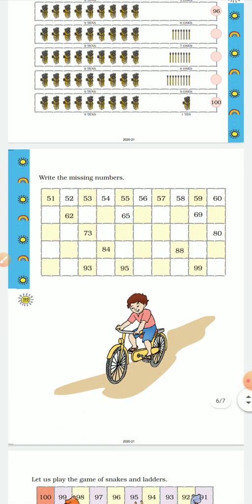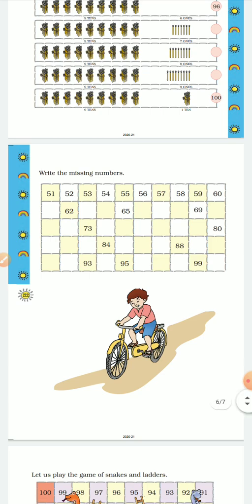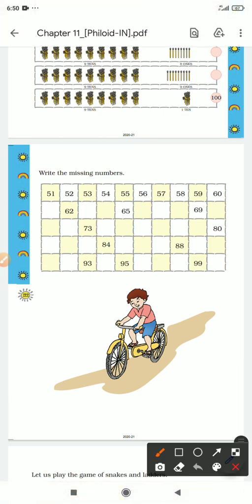Now on this page you have to write the missing numbers: 51, 52, 53, 54, 55, 56, 57, 58, 59 and 60. So what comes after 60? Yes, 61. So we have to write down 61. Then in the single boxes we have to continue with our counting. So it goes up to 100.